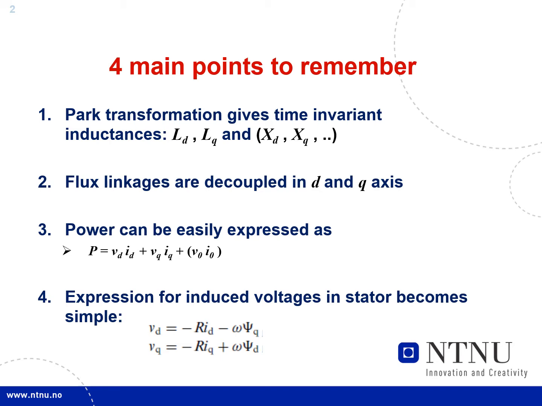Number 2, flux linkages are decoupled in D and Q axis, which is a very nice property. Number 3, power can be easily expressed in terms of the D and Q axis voltage and currents. And point 4, the expression for the induced voltages in the stator becomes simple, simply saying that the induced voltage in the D-axis is proportional to the Q-axis component of the stator flux multiplied by the speed, and vice versa.